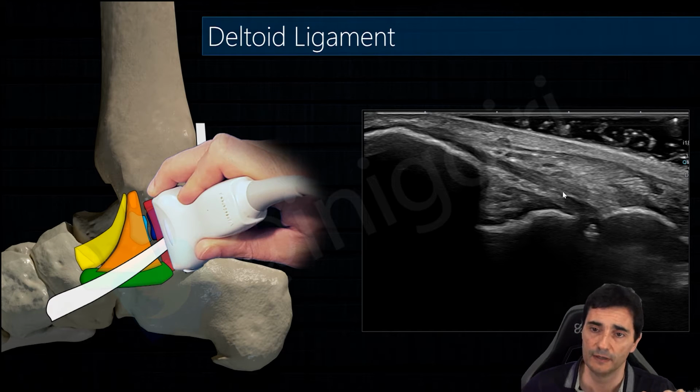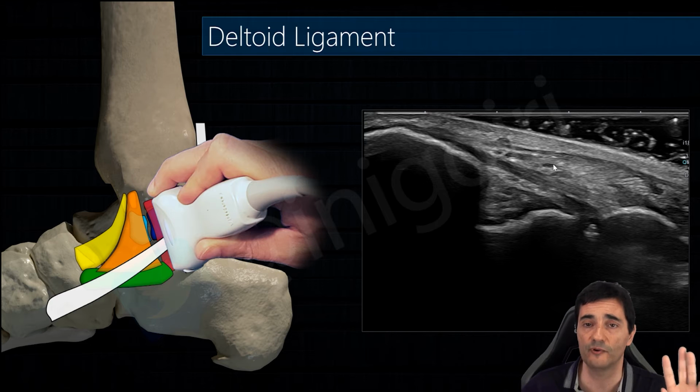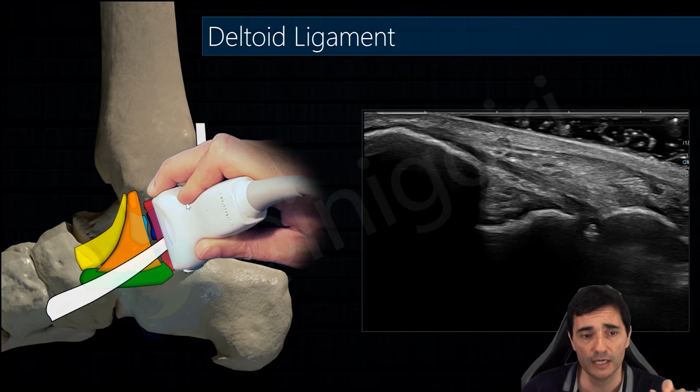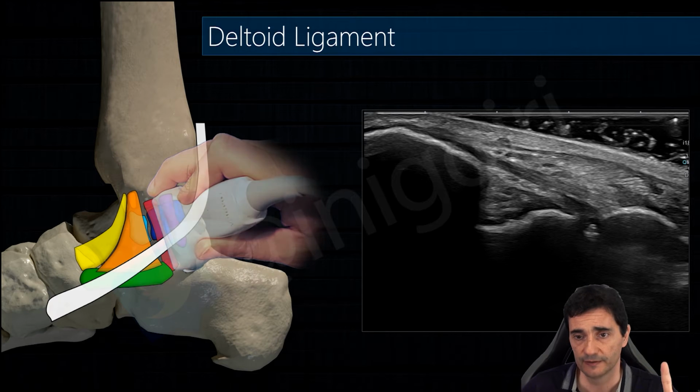With this technique, we see this image darker, and the surrounding tissues are hyperechoic. So we can enhance the contrast. Okay. Next component will be the tibio-spring ligament.